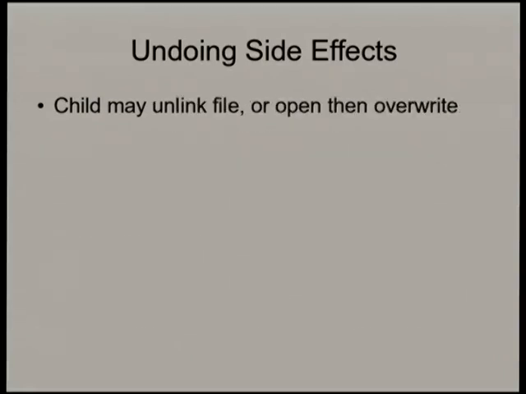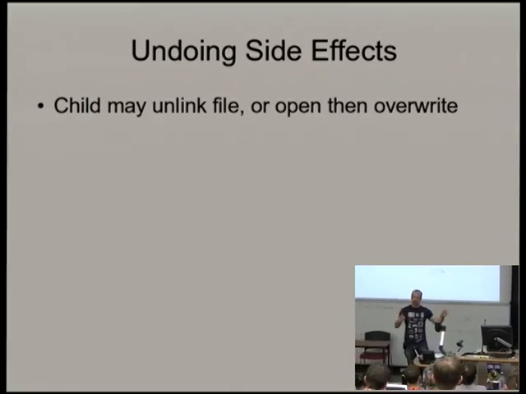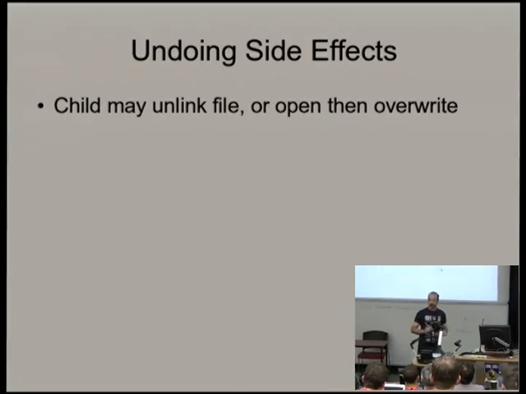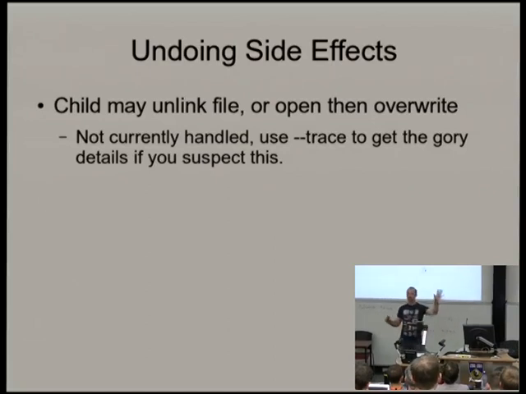Now, of course, the child may actually unlink a file, or because we only save the file descriptors that we have open, the child may open a file, change it, and close it again. We don't handle that. You will discover that if you use --trace, which will show you everything all the children are doing. You will discover that mysteriously when you run things under failtest, it fails in weird, weird ways.